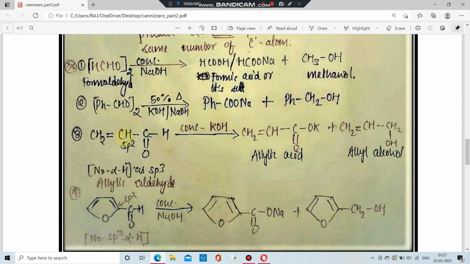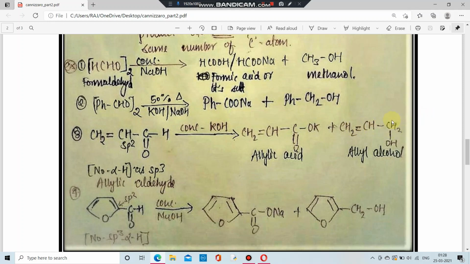So the Cannizzaro reaction is going to occur now in the presence of concentrated KOH. So what are we going to get? We are going to get two products. One is an acid and another is a primary alcohol. So we are going to get an acid of 3 carbons, 1, 2, 3. So look, this is the acid salt, 1, 2, 3, and a primary alcohol containing 3 carbons, 1, 2, 3.